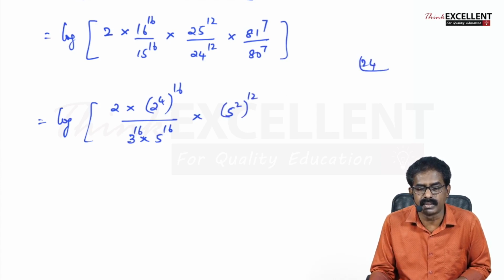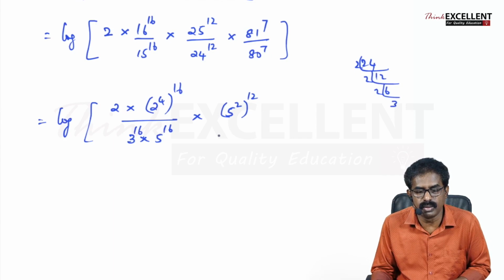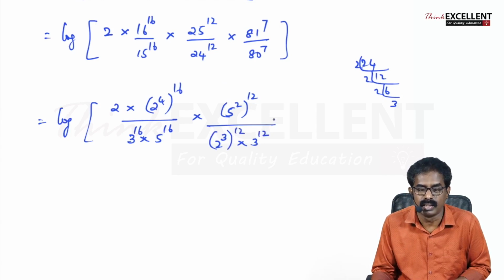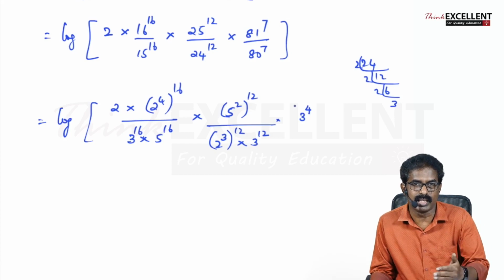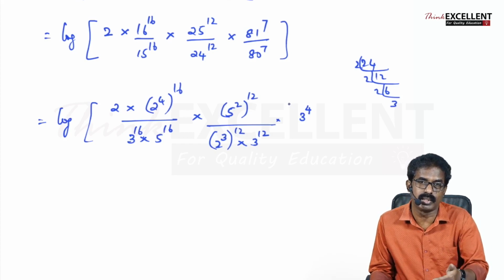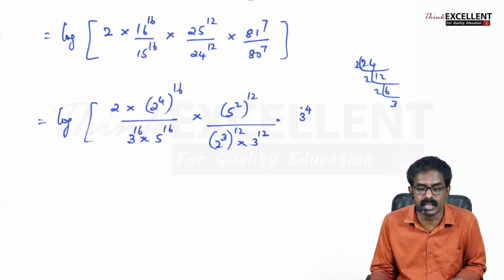24 can be written as 2 cube into 3. For both of them, you give the power 12. Then 81 means it is 3 raised to 4. 3 into 3, 9. 9 into 3, 27 into 3, 81. So 4 times. 3 raised to 4 raised to 7.